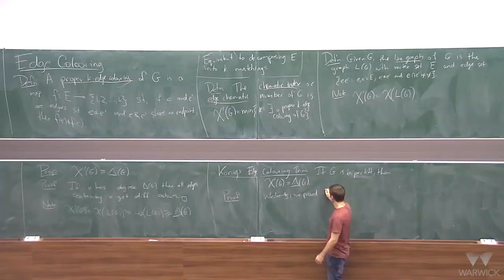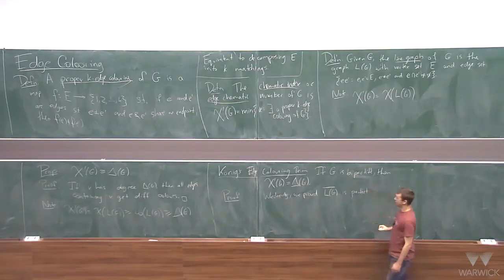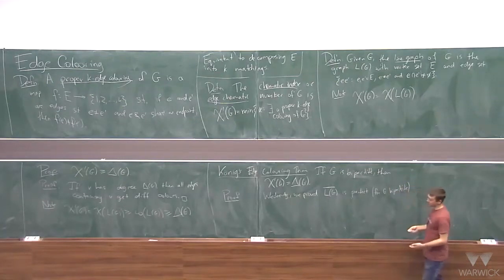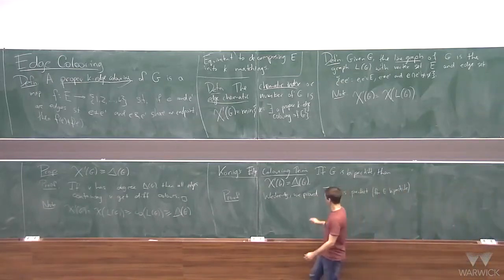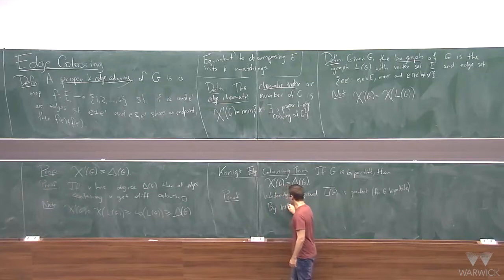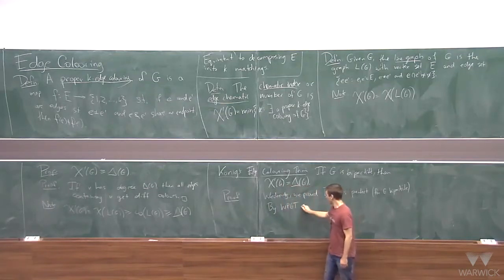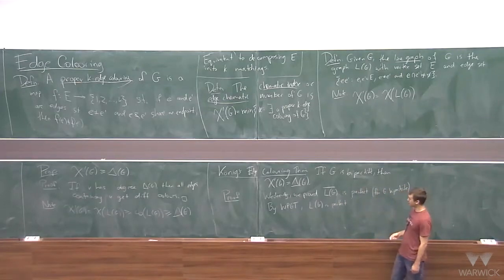So if you take the line graph of G, the complement of it is perfect for G being bipartite. You might remember that this was just an application of the original Koenig theorem, right? And so now by the weak perfect graph theorem that we proved yesterday, this means that the line graph of G is perfect, because a graph is perfect if and only if its complement is perfect.